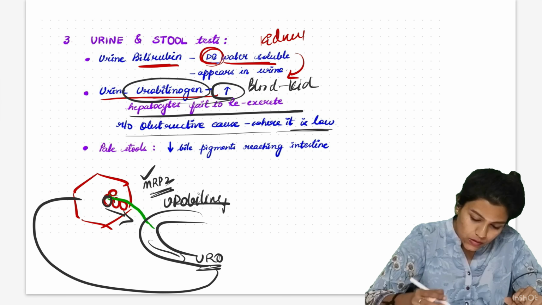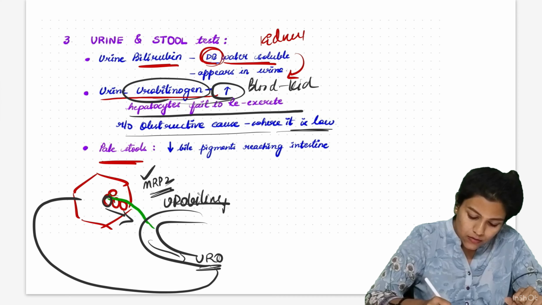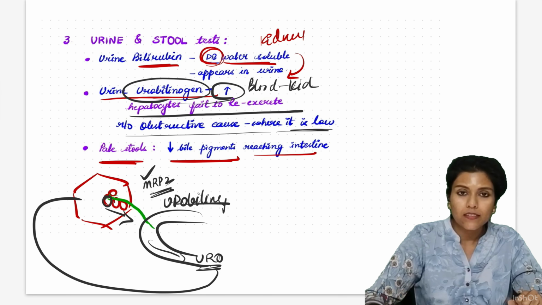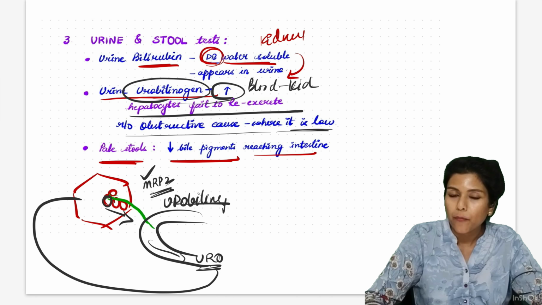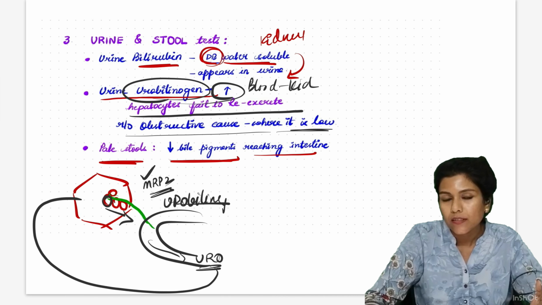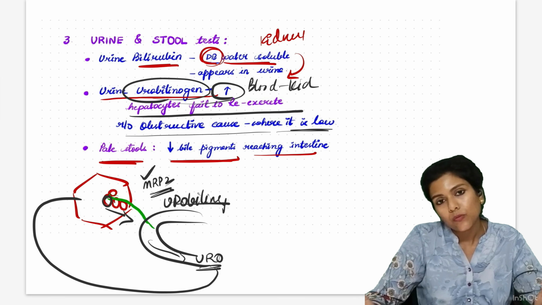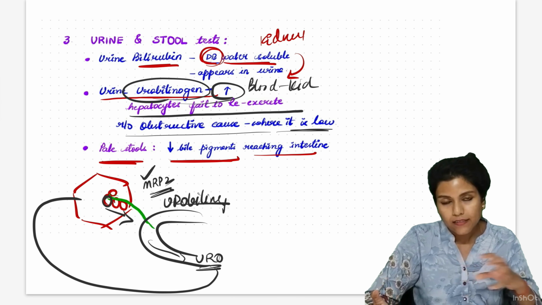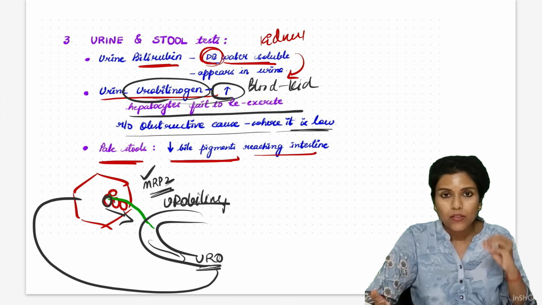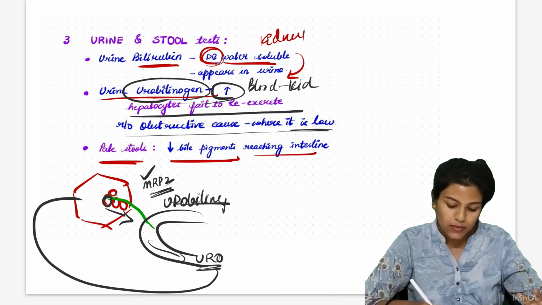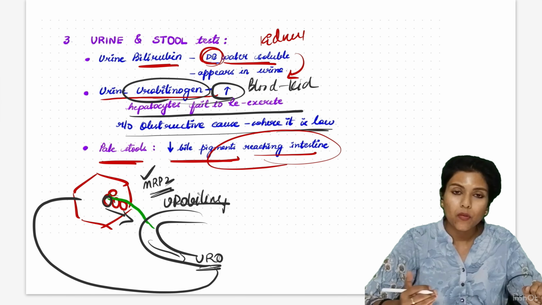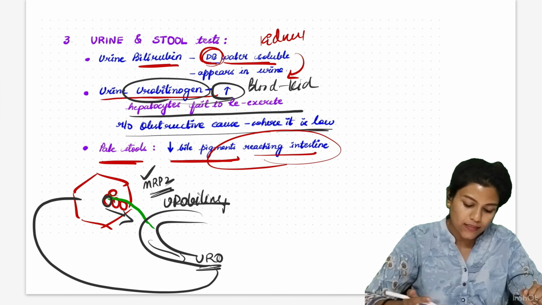Coming to the pale stool, we have discussed it is because of low bile pigments reaching the intestine. Stercobilinogen is not formed. Hardly any bile is coming into the intestine, which would form urobilinogen, or reach up to the last part of the intestine and form stercobilinogen. So, lack of stercobilin will cause pale stools. This is about the urine and the stool test.